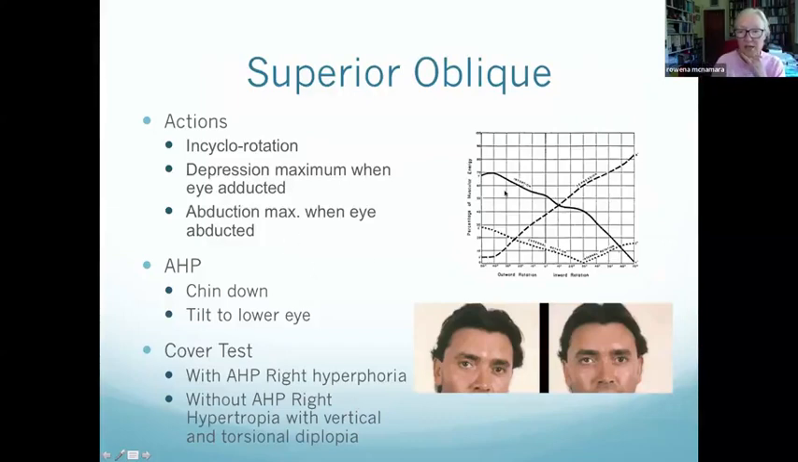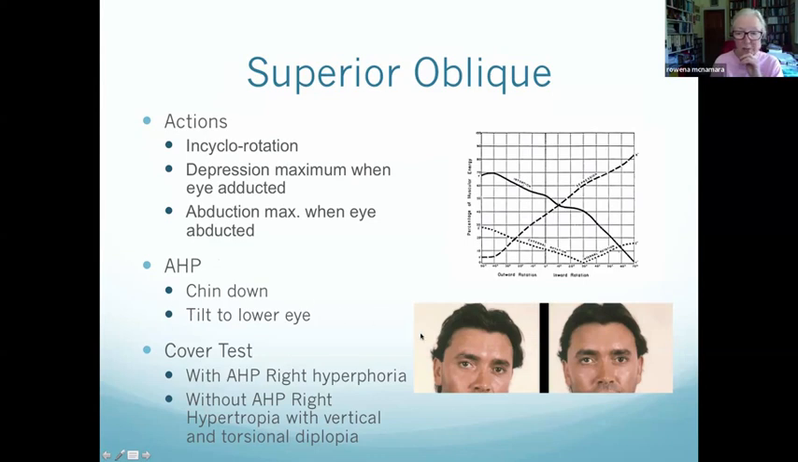So the action is mostly in torsion, but when the eye starts to be rotated in, the depression becomes more significant. And that's why we test the action of the superior oblique when the eye is down and turned in. And that's where the patient will say that their symptoms are worse. So they might say, I get double vision when I look down, when I'm going downstairs, or when I look down when I'm reading. So the symptoms are worse when looking down and with the eyes turned inwards.